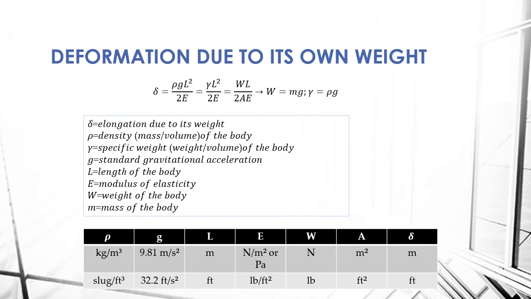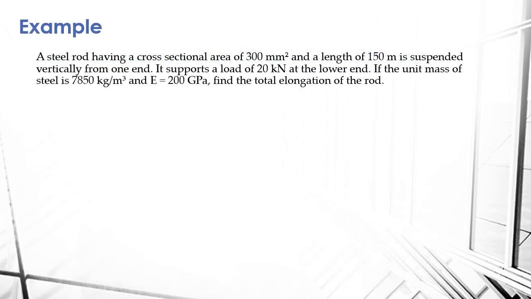Atong example. A steel rod having a cross-sectional area of 300 square millimeter and a length of 150 meters is suspended vertically from one end. So naka-vertically suspended ra siya, no. It supports a load of 20 kilonewton at the lower end. If the unit mass of steel is 7,850 kilogram per cubic meter and modulus of elasticity is 200 gigapascal, find the total elongation of the rod.